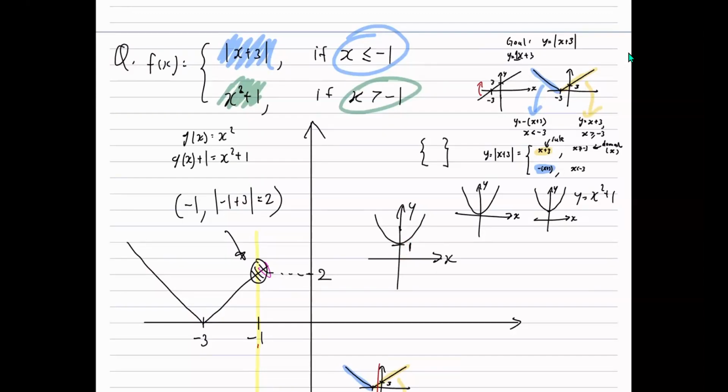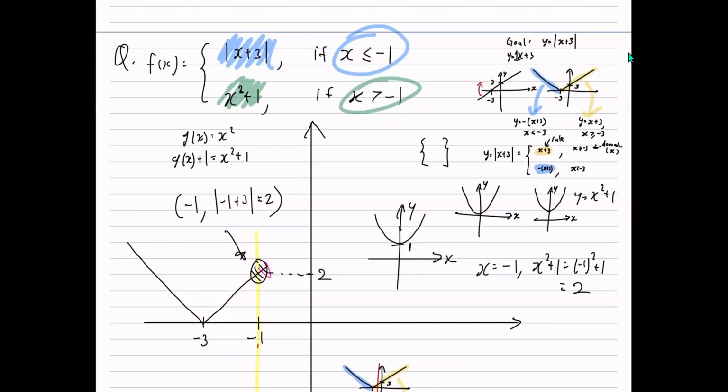Okay, good. So let's think about it. At x equals negative 1, the boundary point now, you see these two are intersecting at the boundary negative 1. When x equals negative 1, what is my x squared plus 1? x equals negative 1, x squared plus 1, that's 2. Okay, so what's this? It's the same value as this guy here.